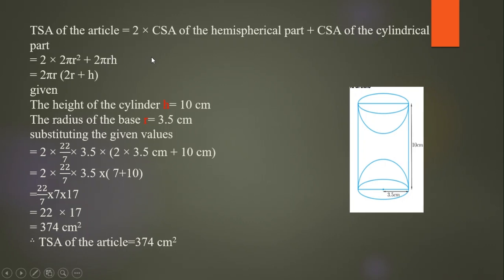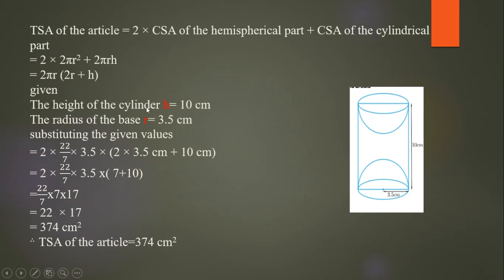Right, 2 into curved surface area of the hemispherical part plus curved surface area of the cylindrical part. So 2 into curved surface area of the hemispherical part is nothing but 2 pi r square. So 2 into 2 pi r square plus 2 pi r h. In this term 2 pi r is there, in this term 2 pi r is there. That is why I have taken 2 pi r common, into 2 r plus h remaining.